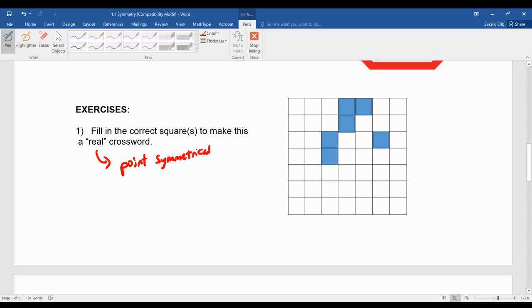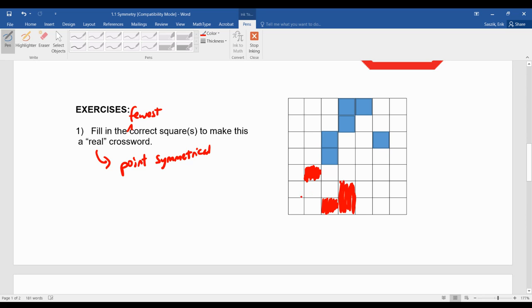Okay. So fill in the fewest squares to make this a real crossword. Well, that means I have to be able to spin it 180 degrees. So these two that are colored in, they would have to be colored in down here. This one would correlate to this. Okay. You just have to think about this a little bit. You see this one here? That would be right, where would that be? That would be right here.